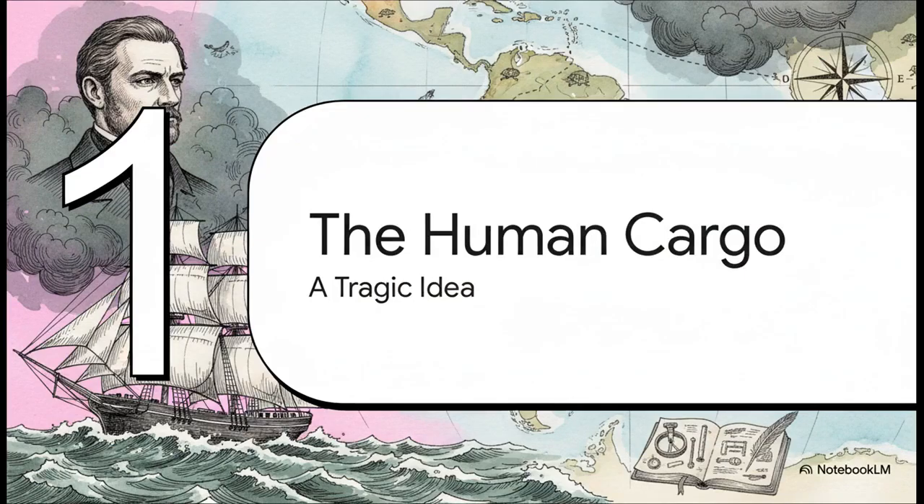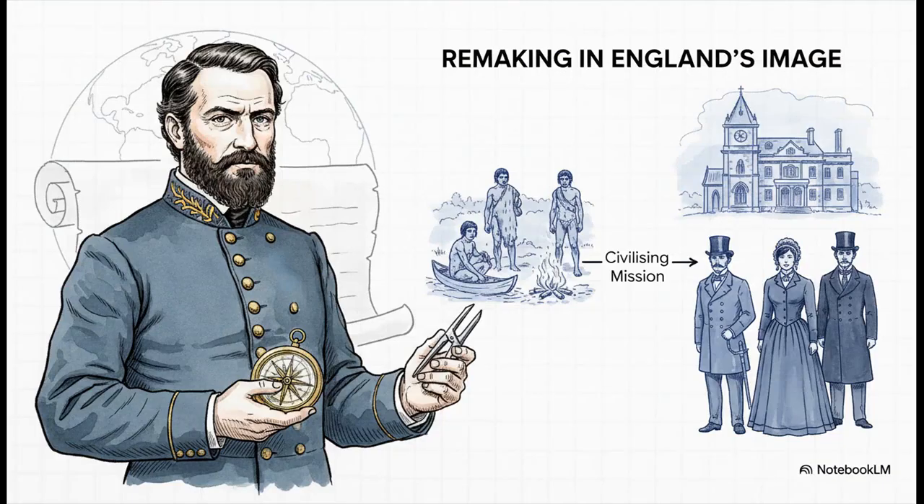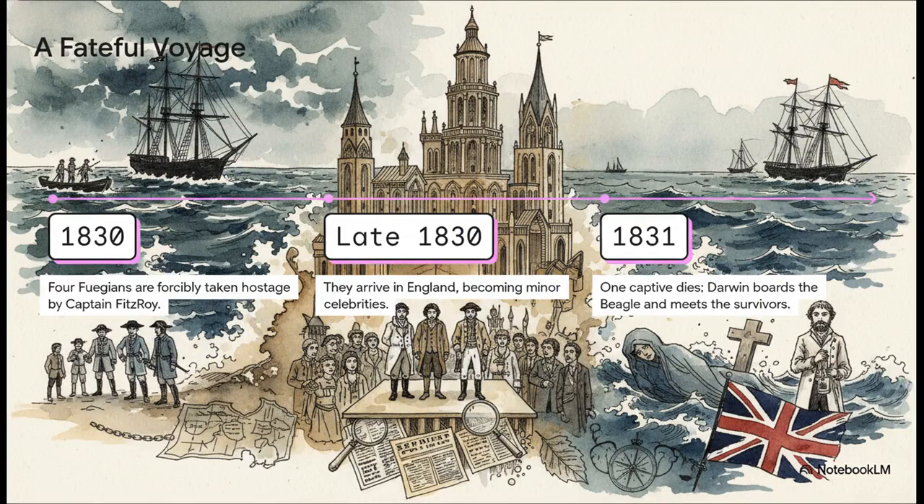To really get this part of the story, you have to understand that it didn't even begin with Darwin. Nope. It started with the captain of the HMS Beagle and his grand and ultimately pretty tragic idea. Captain Robert FitzRoy, he was the architect of this whole thing. He truly believed he could take an act of abduction and spin it as some kind of noble project, what he actually called a civilizing mission. His plan was to take Indigenous people, totally remake them in England's image, and then return them as, well, as agents of cultural change.